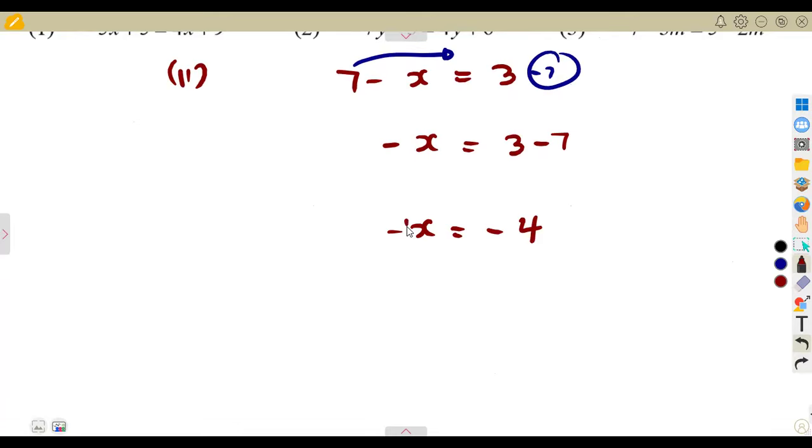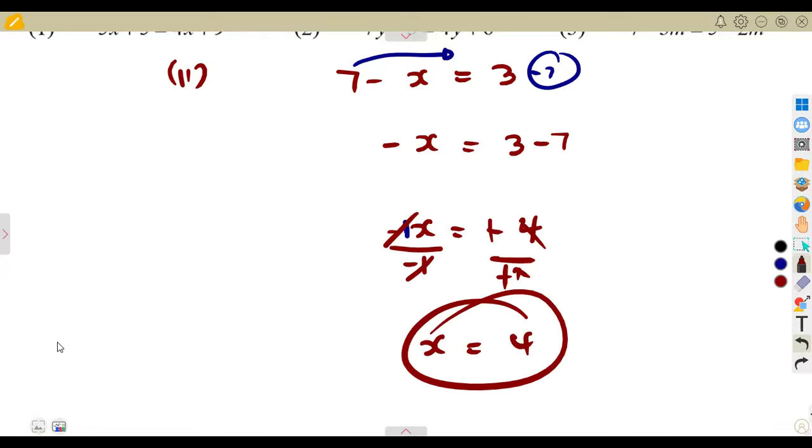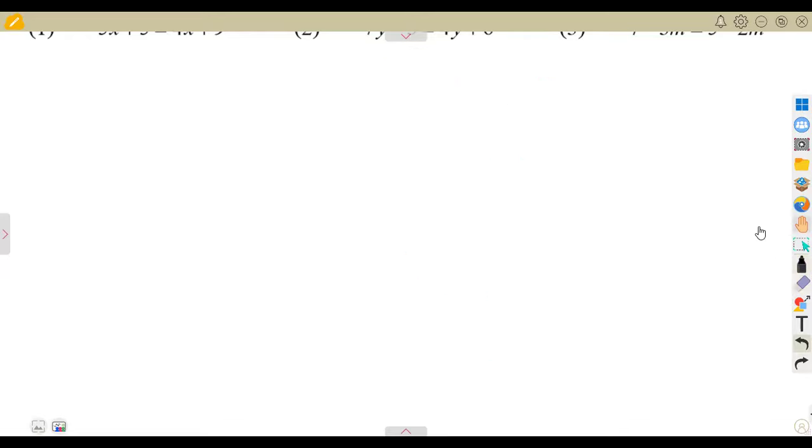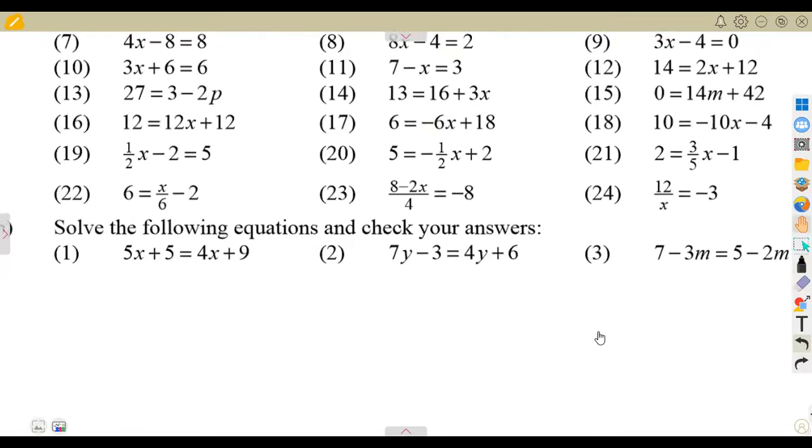This is the same as minus 1x. Whenever the number is not given, there's a 1, but because there's a minus, it will be -1. So you divide by -1 to remove that -1. So this is going to give us a +4. That's it. So if x is 4, even if you substitute here, 7 minus 4, that's a 3, meaning to say this is true.